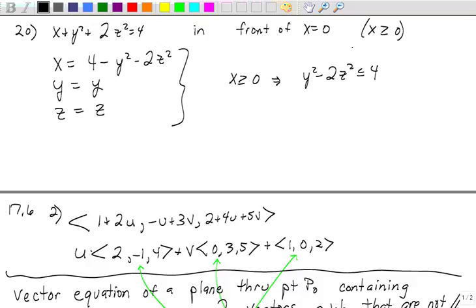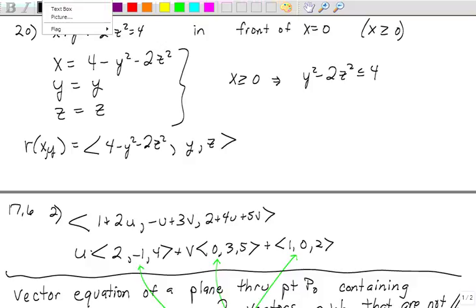Let's see. So r of x, y, you can write it as this. That's it.